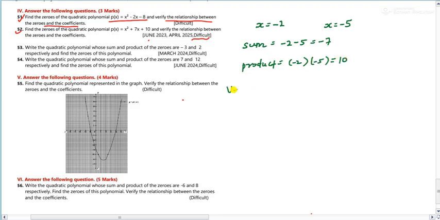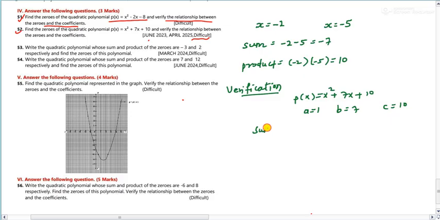Okay, now this step, verification. So even you can do it in this way. We have here p of x as what? x square plus 7x plus 10. So a is 1. What is b here? b is 7. c is 10. So using the sum formula, sum is minus b by a. So what is b here? 7, minus 7 you will get. So it is minus 7, right?